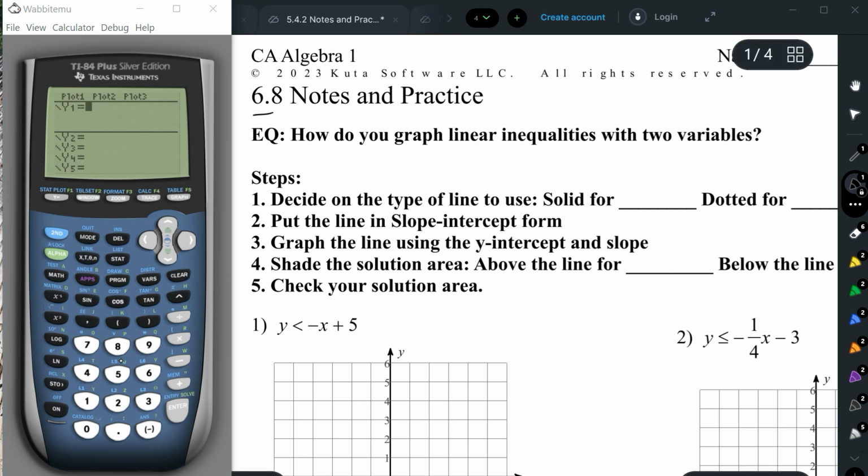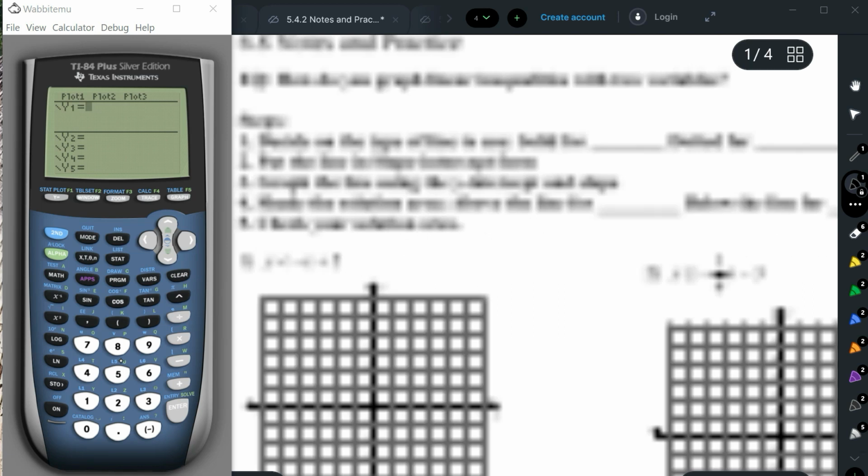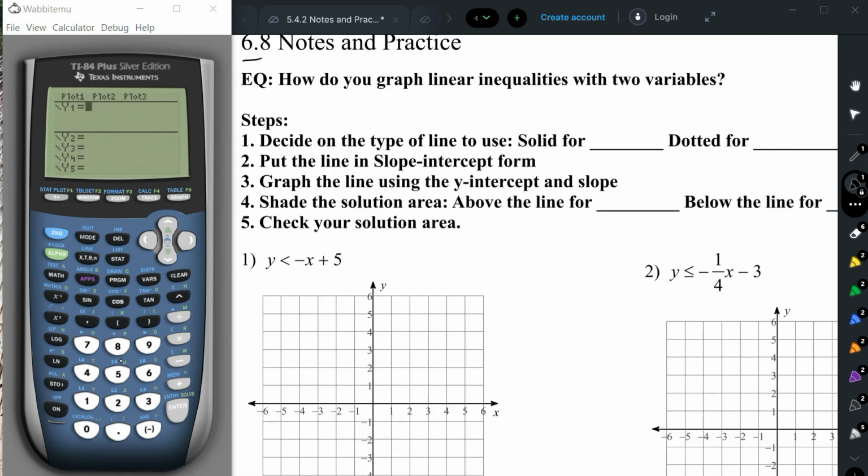Today we're going to be graphing linear inequalities in two variables. So here are some steps for you to follow. Step 1, decide on the type of line to use. We're going to use two different types of line: either a solid line in our graphs, which we use if you have greater than or equal to, or less than or equal to, or a dotted line if you do not have that equal to sign. So that's the major difference.